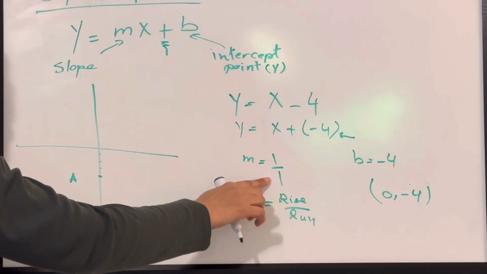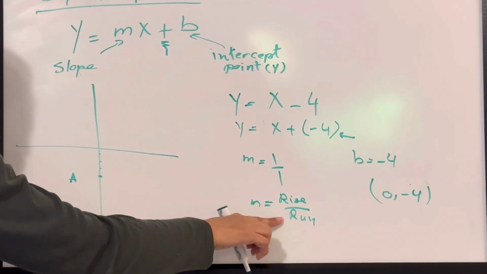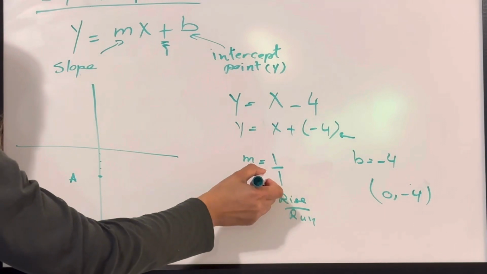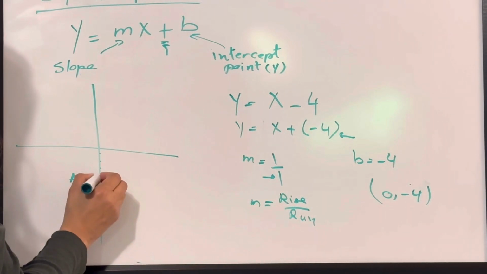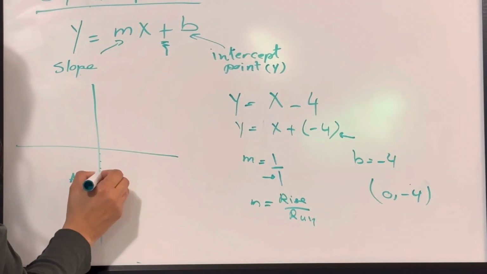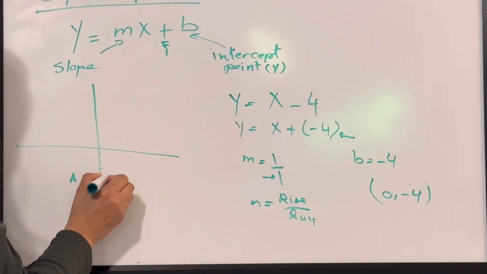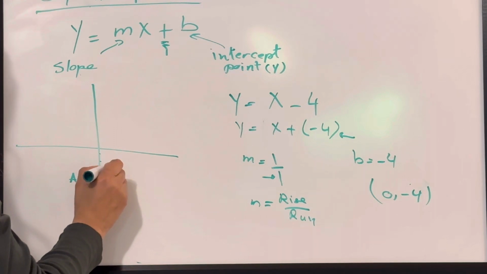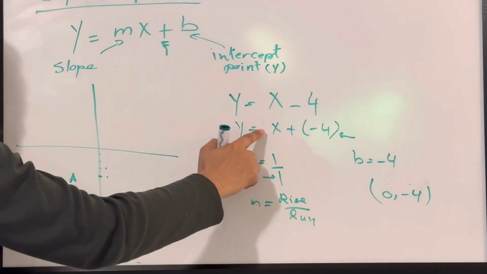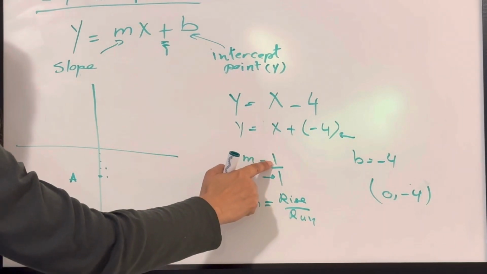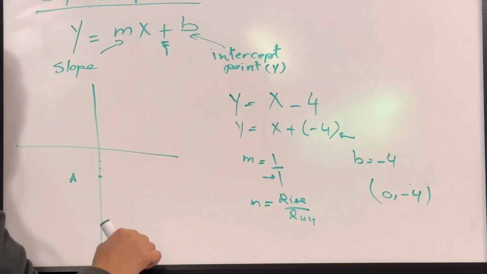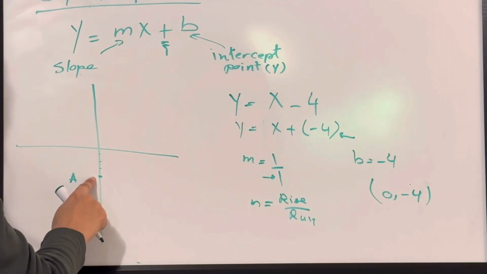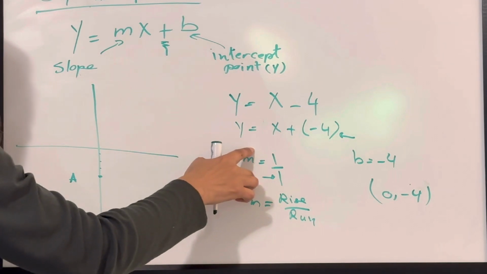Now I will do the slope. Slope is 1 over 1. So I will take the run first, which is this one. So run is 1. So I will run 1. And I will rise 1. So the other one is rise, so I will rise up. Now I'm going to go up because the slope is positive. So now again, from the point 0, minus 4, I'm going to do the slope.